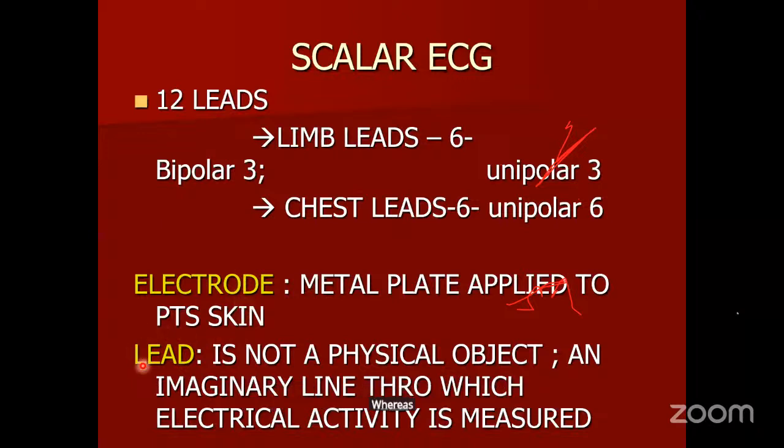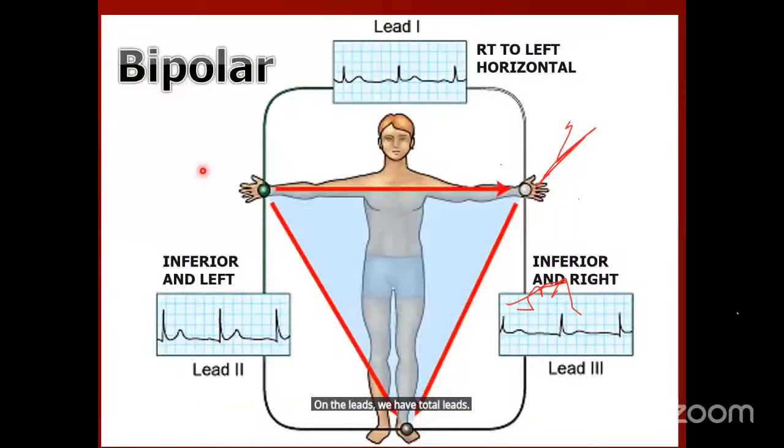Whereas lead is not a physical object. It is an imaginary line through which we understand the current is passing from one area of the heart to the other area of the heart. So lead is an imaginary line, electrode is a physical object, and we have 12 leads. Now we understand what is a bipolar lead. The 3 bipolar leads are lead 1, lead 2 and lead 3. These are the 3 bipolar leads.